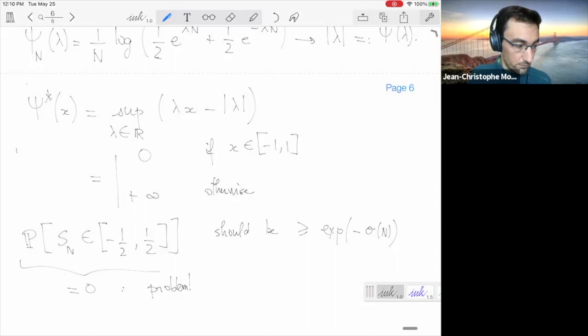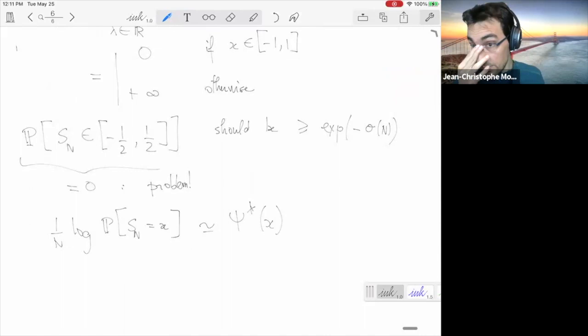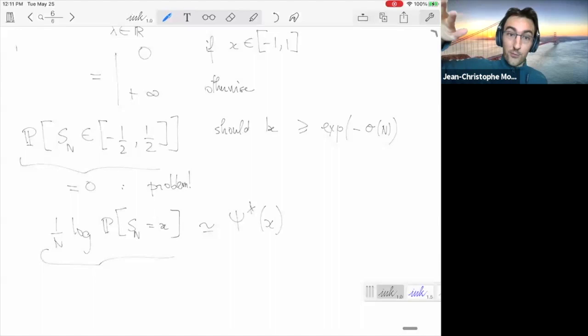And the moral of the story, if you want, is that for this specific example I chose, the probability that Sn is around x is not a convex function of x. When we say that 1 over n log of the probability that Sn equals x should look like psi star of x, in particular, I have not explained that yet, but psi star is a convex function of x. And so you would want that this thing is convex as a function of x. But the Sn I chose does not satisfy this property. It can be 1, can be minus 1, but in between, this is impossible for Sn, or extremely unlikely if you want.